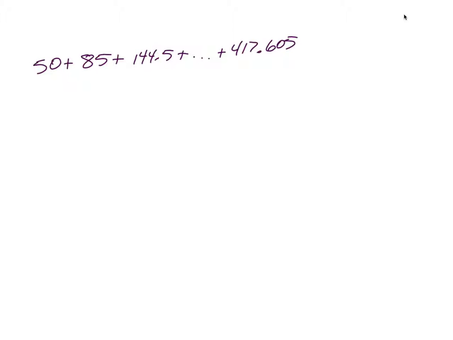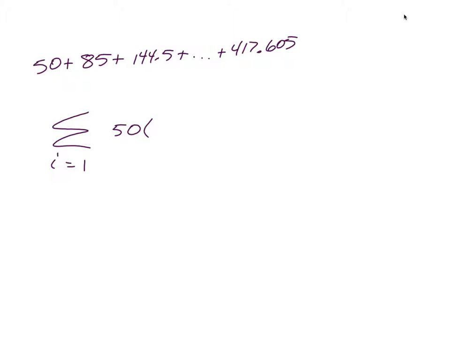All right, so here's my geometric series: 50 plus 85 plus 144.5 plus 417.605. I want to write this in summation notation. Notice they did not tell me what my bottom needed to be, so we're going to make it 1. If they don't tell you, we always want that to be 1. Then what formula goes inside my summation notation? The explicit formula, so that is a sub 1. In our case, it's 50 times R.